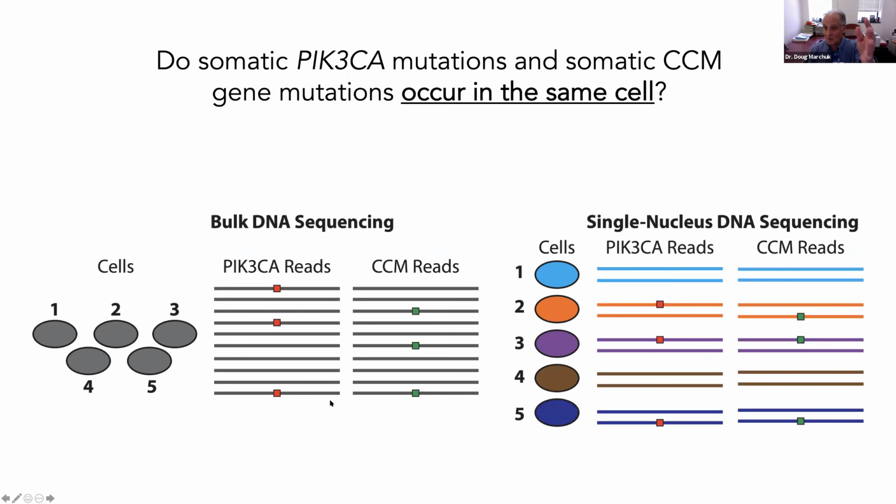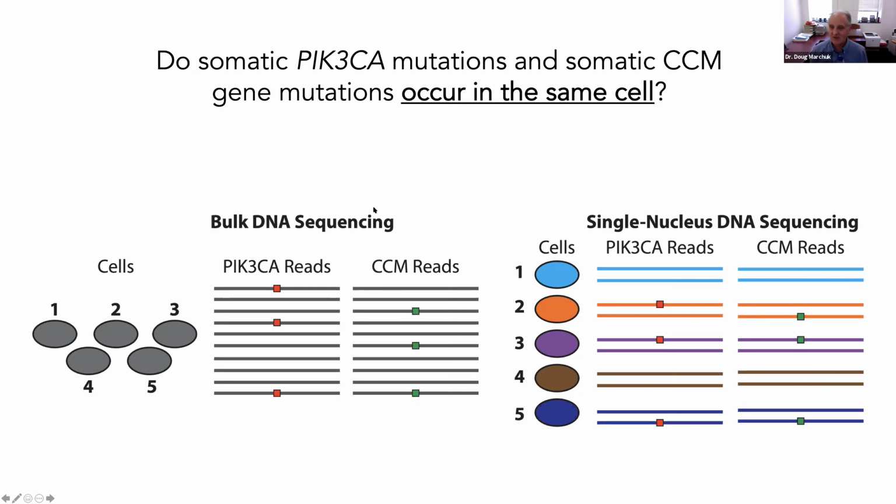Now, I already showed you that we found these PI3 kinase mutations in the CCMs that were surgically resected from patients, along with sometimes mutations in the CCM genes, which we already knew were there inherited, and we even knew were acquired somatically. The question is, is this really like cancer? And if it was, they should occur, as it says, in the same cell.